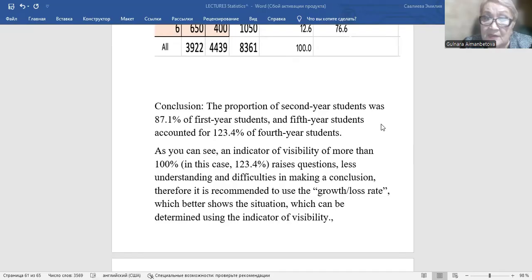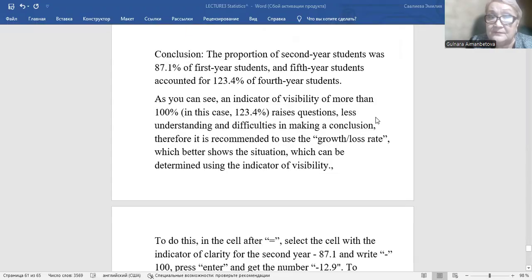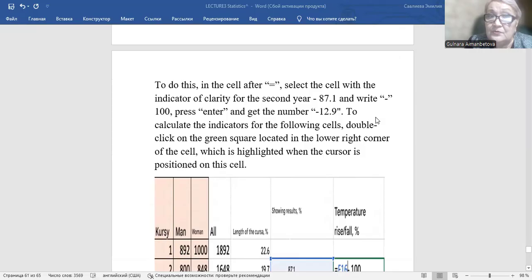Therefore, it is recommended to use the growth decrease rate, which better shows the situation and which can be determined using the indicator of visibility. To do this, in the cell after equals, select the cell with the indicator of visibility for the second year, 87.1, and write minus 100, press enter and get the number minus 12.9.